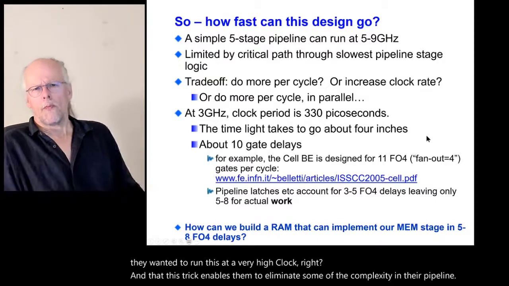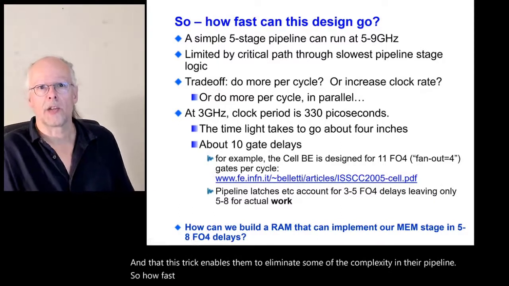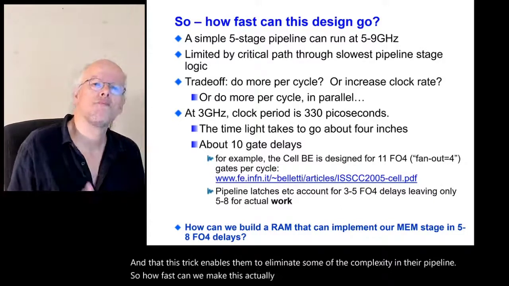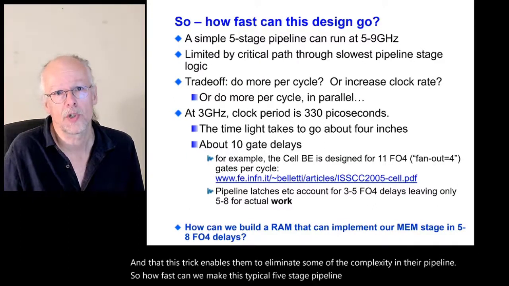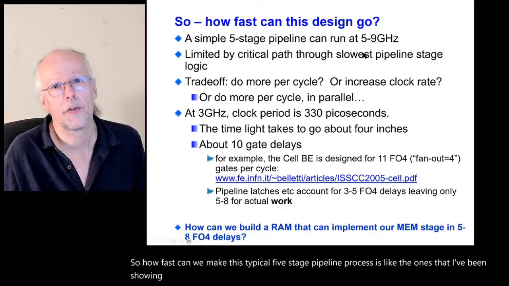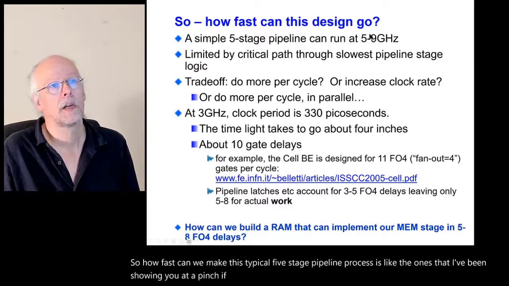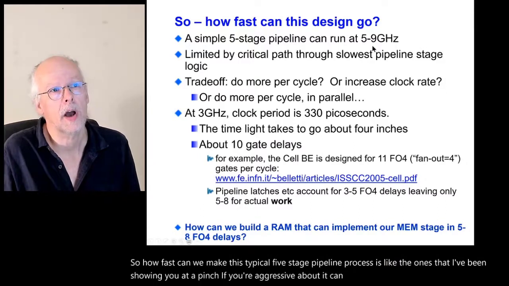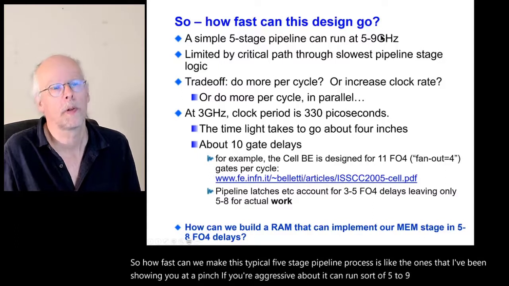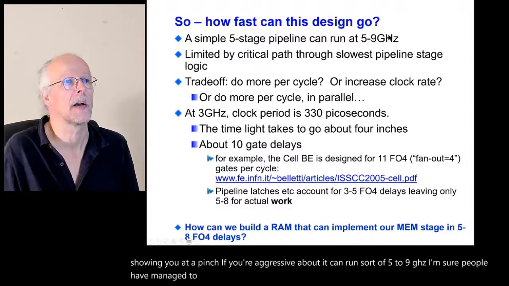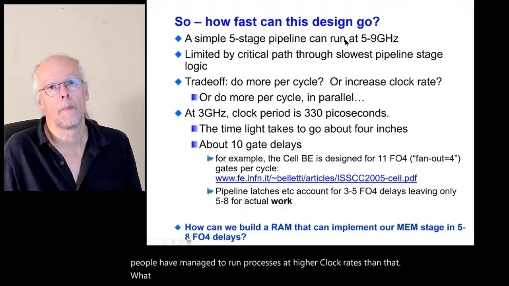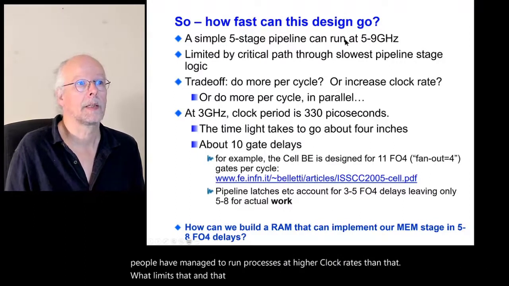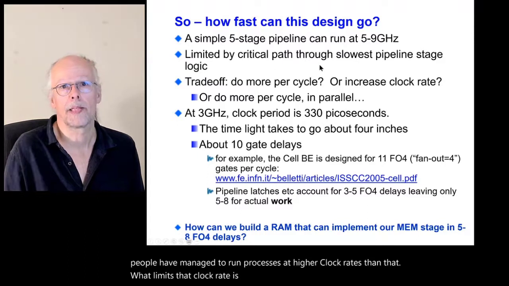So how fast can we make this actually work? Well, typical 5-stage pipeline processors like the ones that I've been showing you, at a pinch, if you're aggressive about it, can run sort of 5 to 9 gigahertz. I'm sure people have managed to run processors at higher clock rates than that. What limits that clock rate is the critical path, as I mentioned.